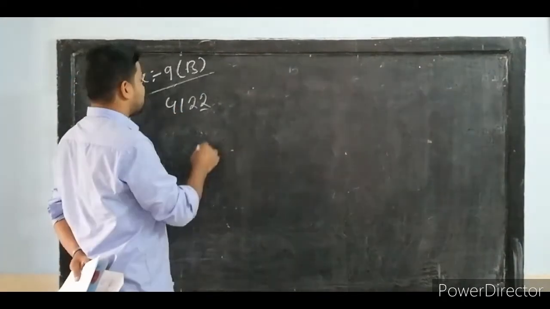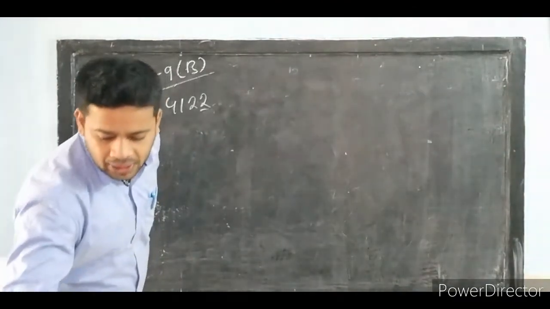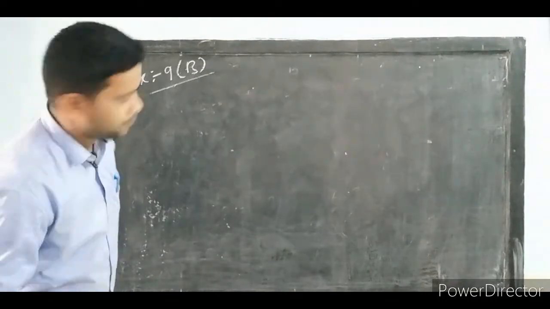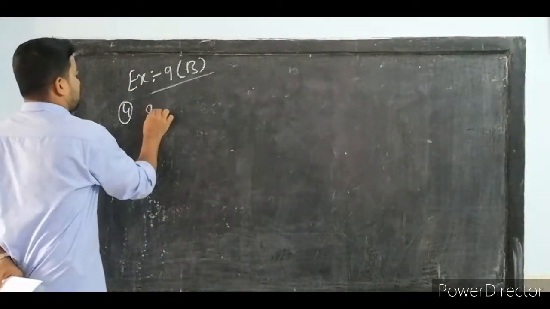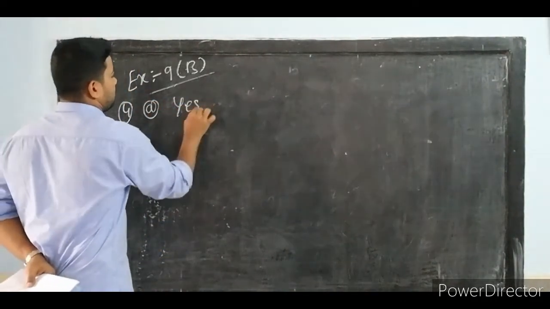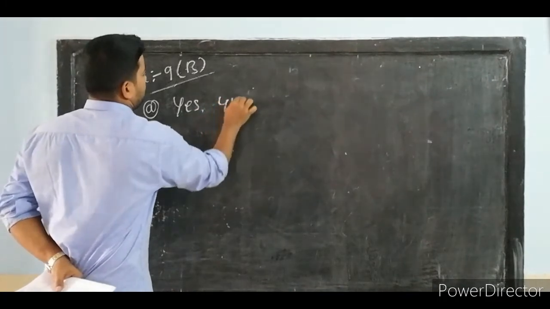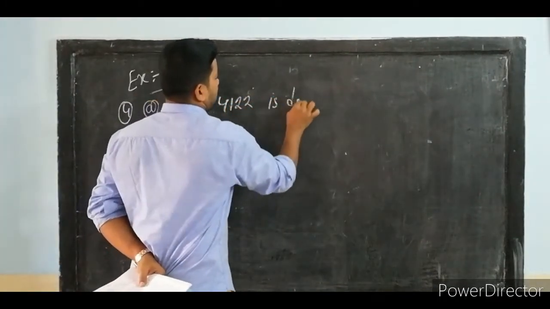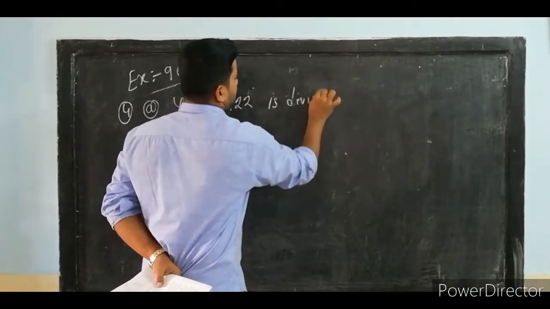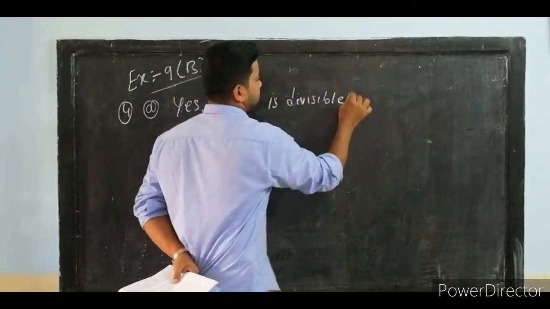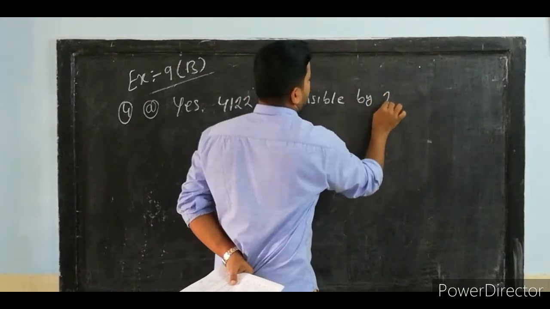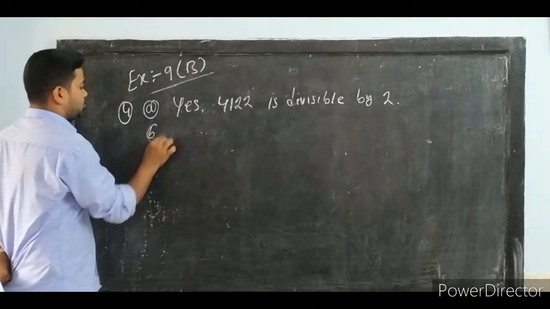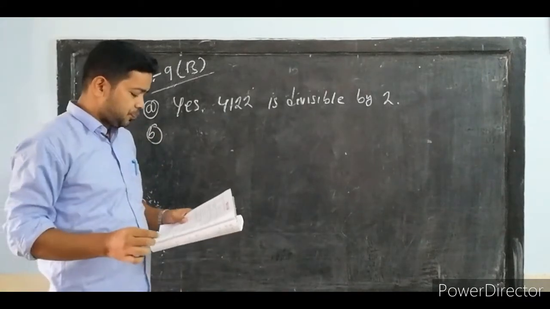So see here how you will write the answer. For number A, you are right, you will write: yes, 4122 is divisible by 2.